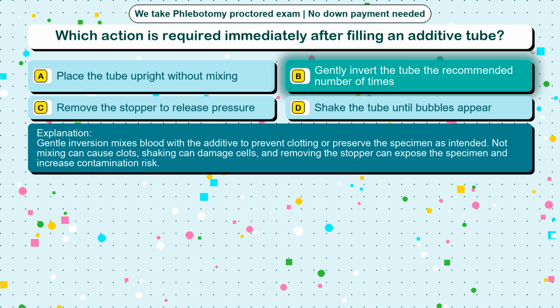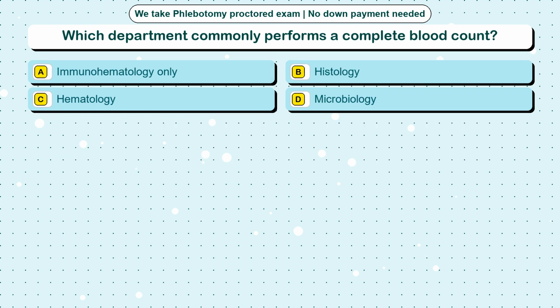Gentle inversion mixes blood with the additive to prevent clotting or preserve the specimen as intended. Not mixing can cause clots, shaking can damage cells, and removing the stopper can expose the specimen and increase contamination risk. Question 55. Which department commonly performs a complete blood count?